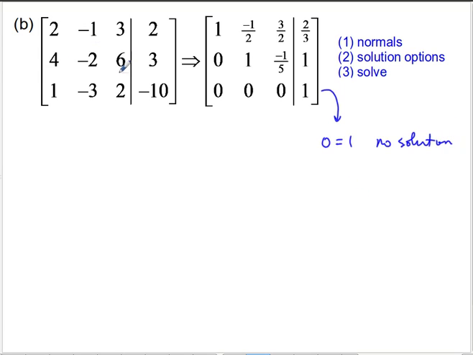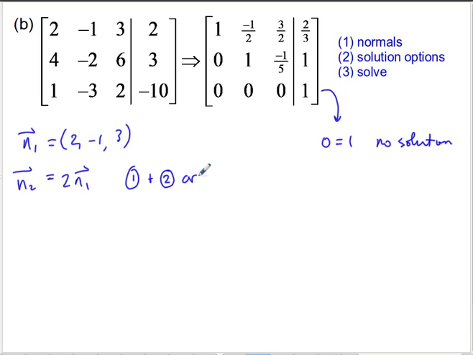If I take a look at my normals, in this case, I have equation 1 multiplied by 2. So it looks like normal 1 is equal to (2, -1, 3). And normal 2 is 2 times normal 1. But notice that going from 2 to 3 is not double. So that means that 1 and 2 are distinct. They're parallel but distinct.